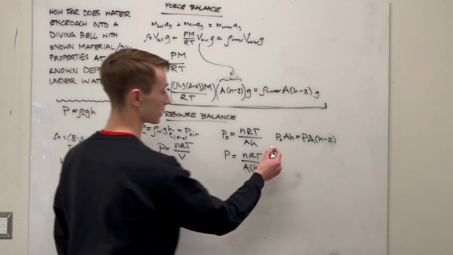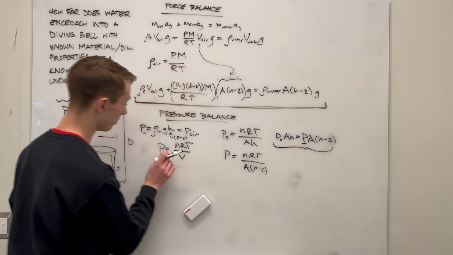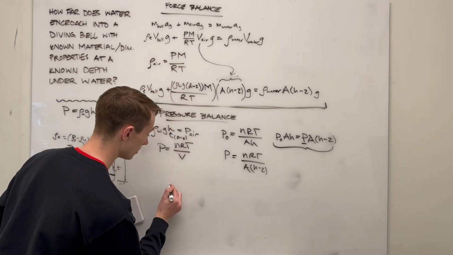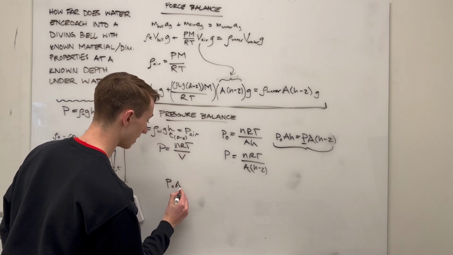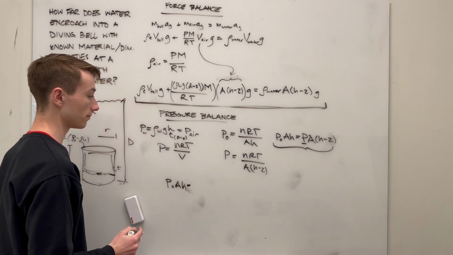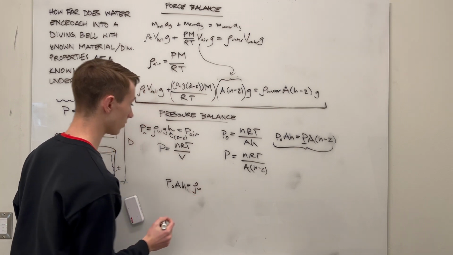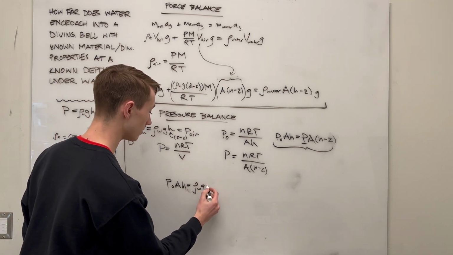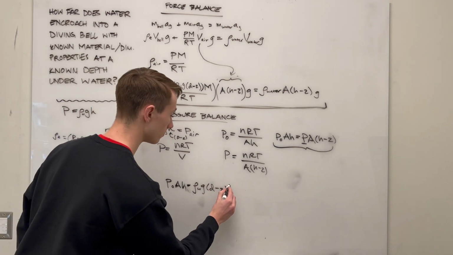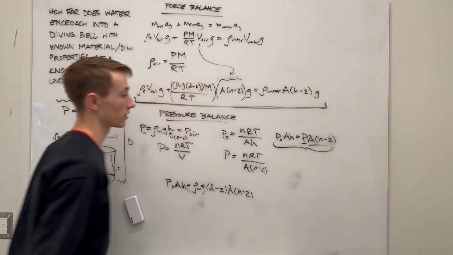So what we can do is take this expression we just wrote here and substitute in for P final this value of rho g (D minus Z). We get a new equation that looks like this. P naught times A times H equals pressure, which we just found was rho, the density of water, times g times (D minus Z) times A times (H minus Z). That's this half of the expression there.